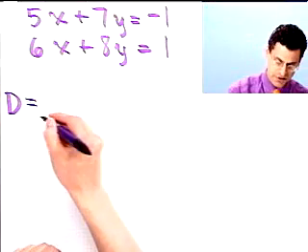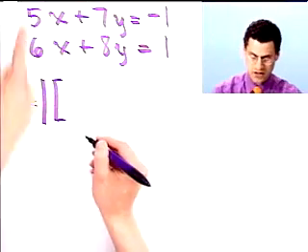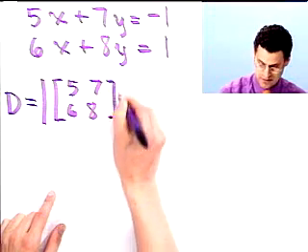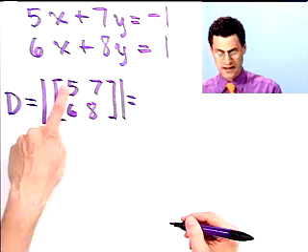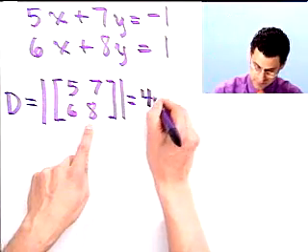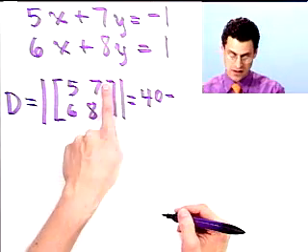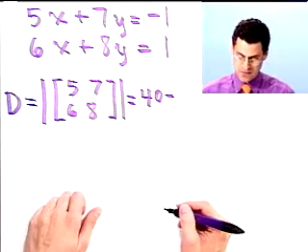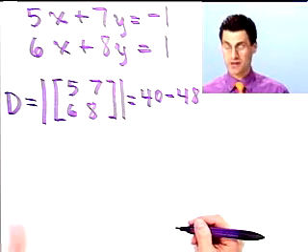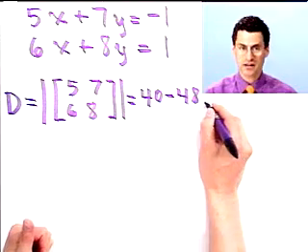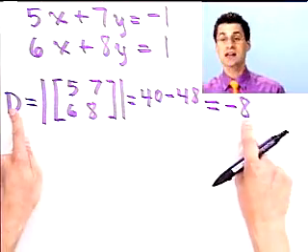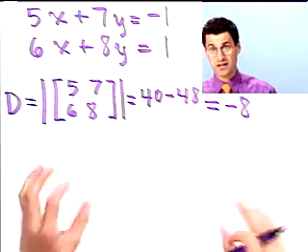First I'll compute the determinant d. That's the determinant of just the coefficients. So 5, 7, 6, 8. So let's see what we get here. I take 5 times 8, which is 40, and then I subtract off 7 times 6, which is 42. So what's 40 minus 48? Well, it's negative 8. So in fact, I see that this determinant equals negative 8. Okay, so that's that. Is it 0? No, it's not 0. This is non-singular, so I'm okay.